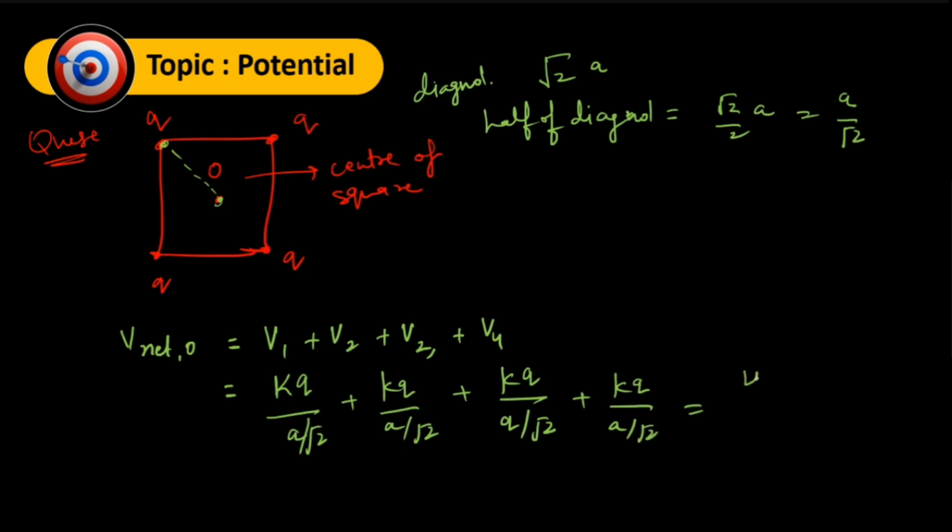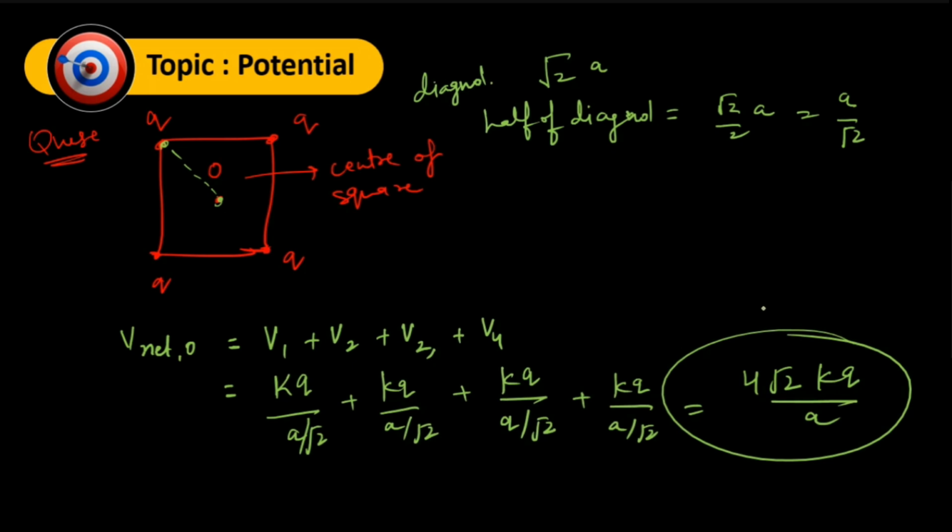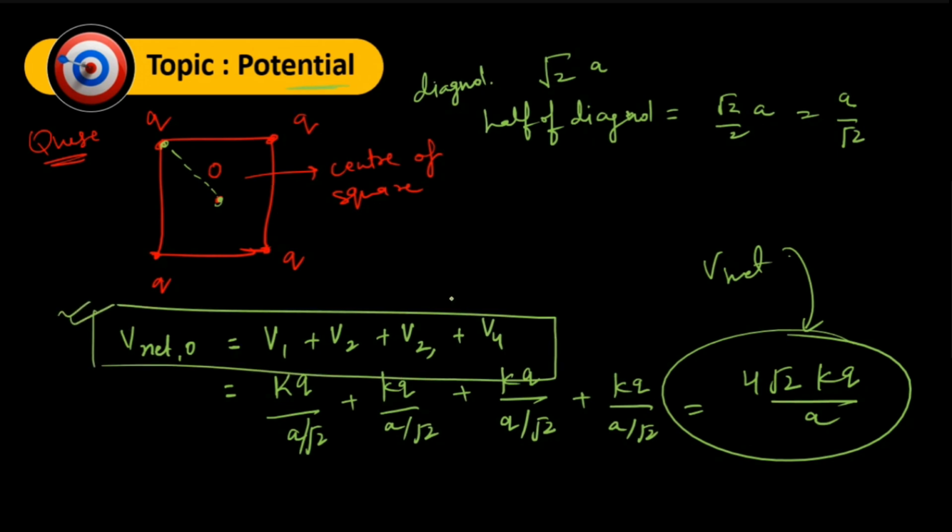So it is going to be 4 root 2 kq by a. That is how V net can be obtained, the net potential. So remember the relation. Why can we apply this? We can apply this because potential is not a vector. If it were a vector, we wouldn't have been able to apply it.